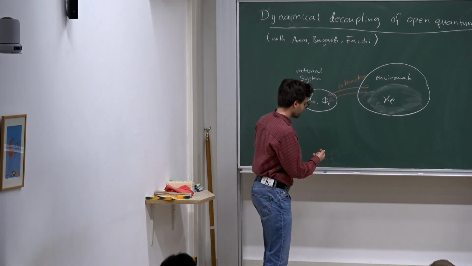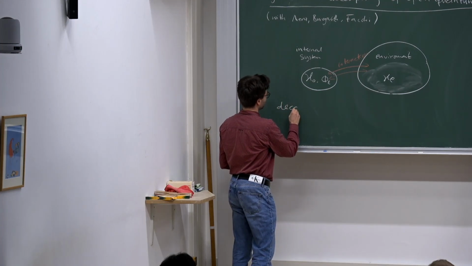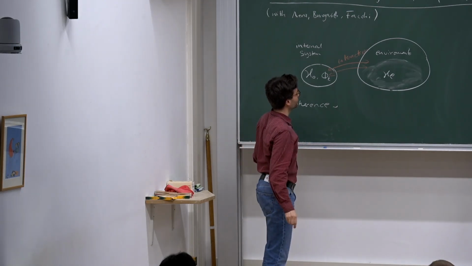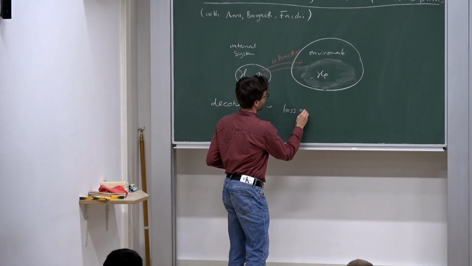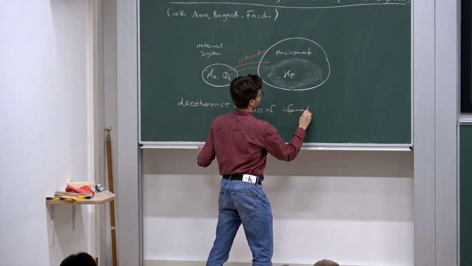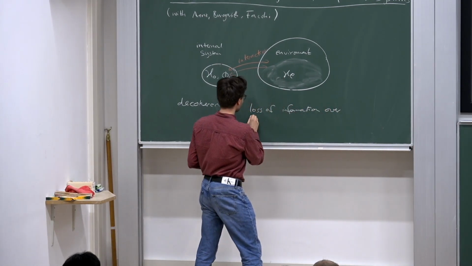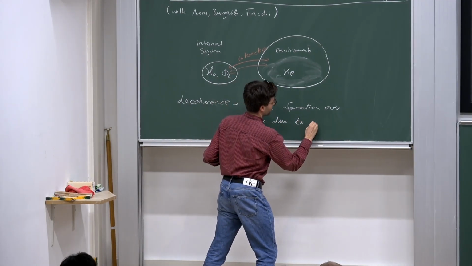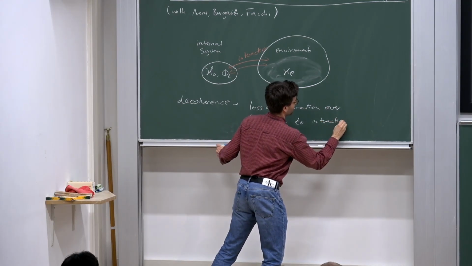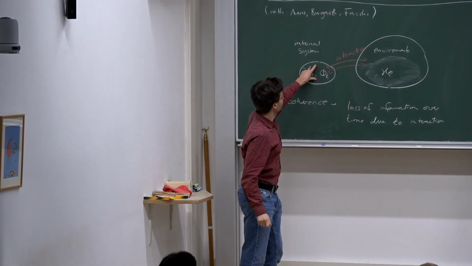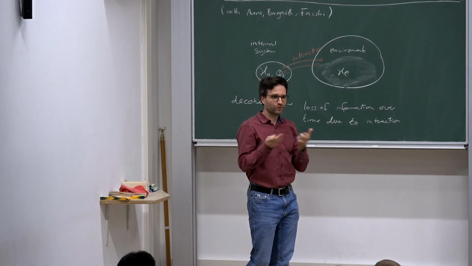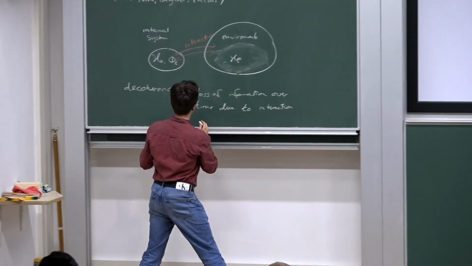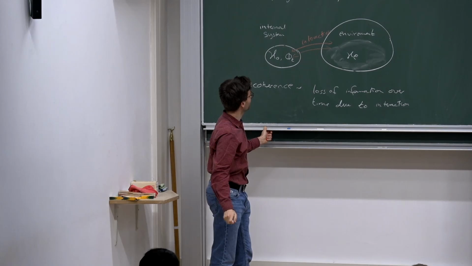The problem is, let me write it down here, the word decoherence. I'm not going to really define this, but let's just work with decoherence as a loss of information over time caused by this interaction. So we have some information here, but there is some interaction. Interaction is, say, a unitary time evolution of the total thing that you build. And that leads to information being lost.